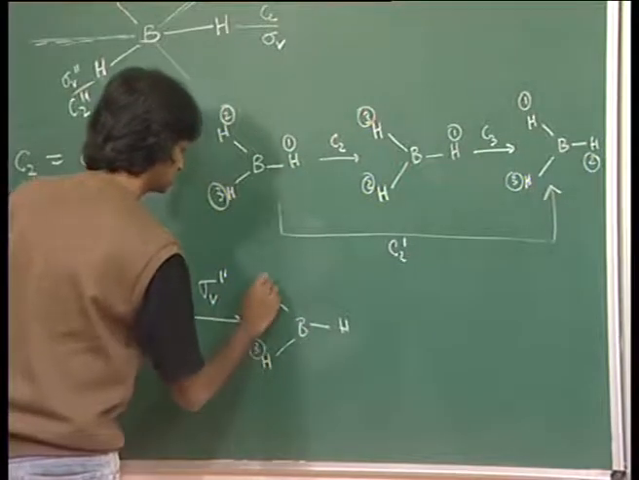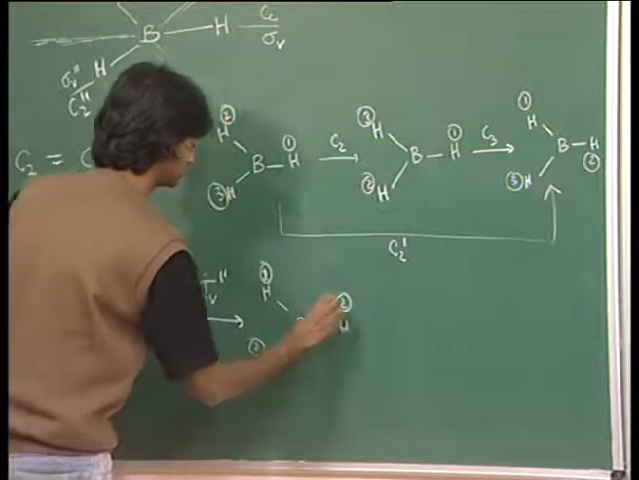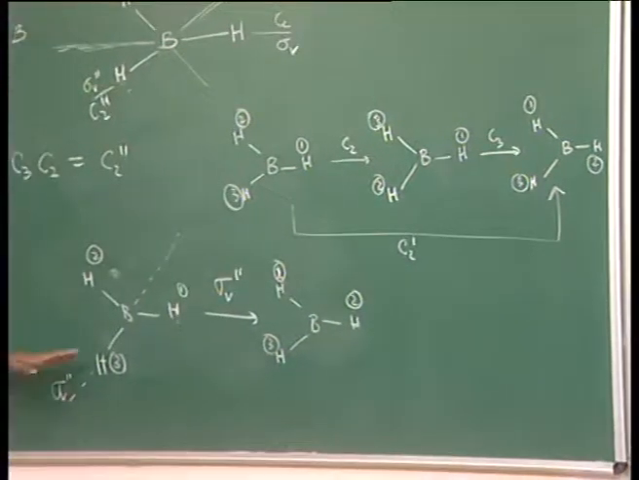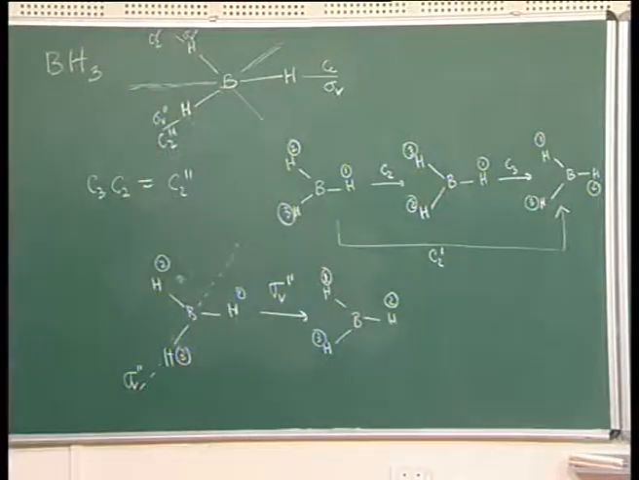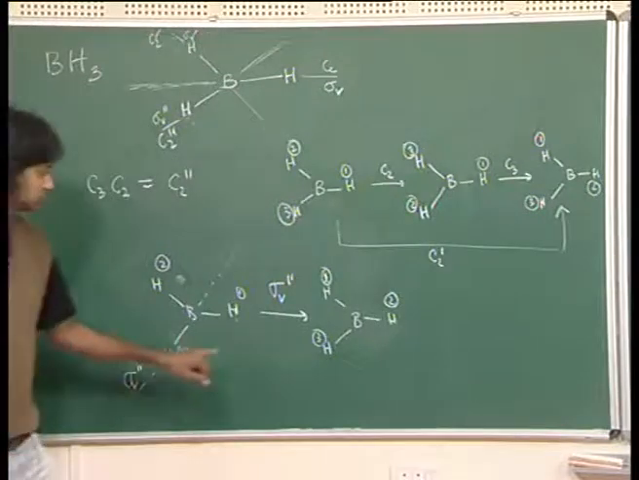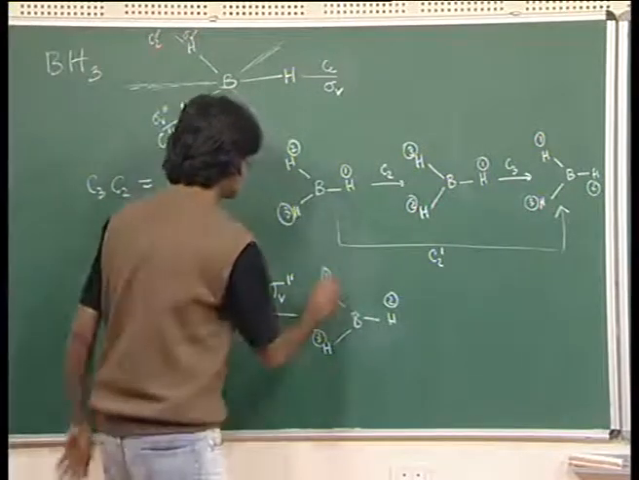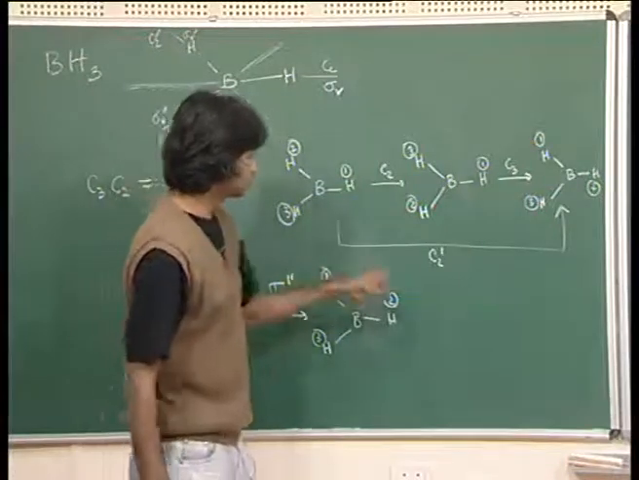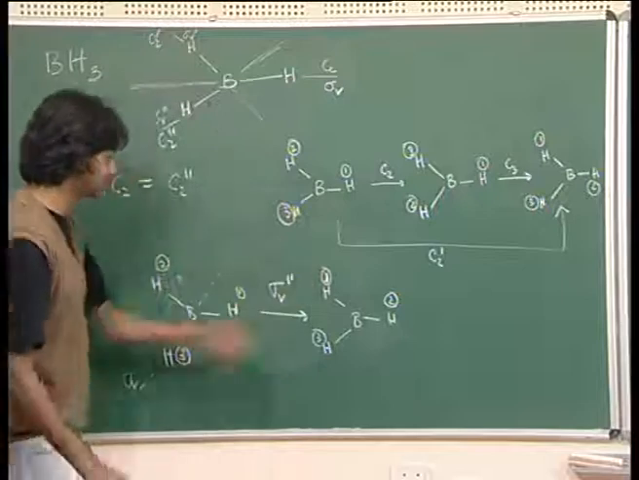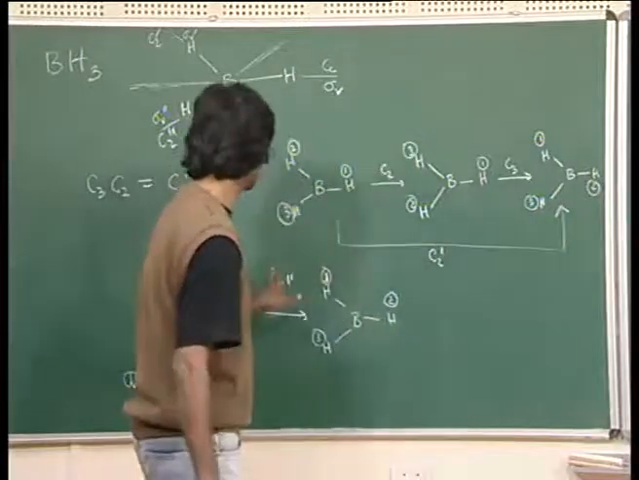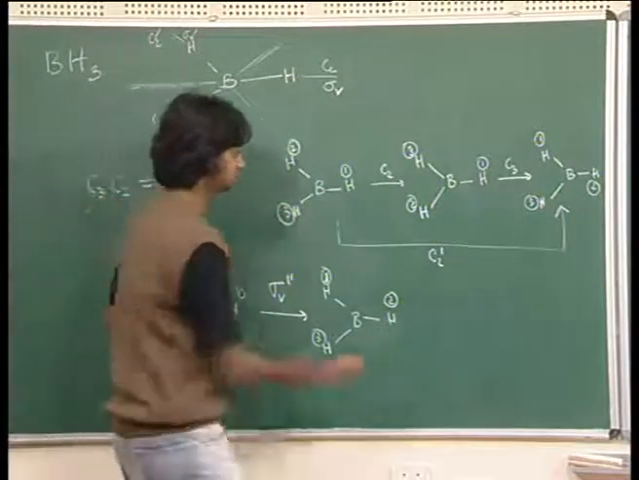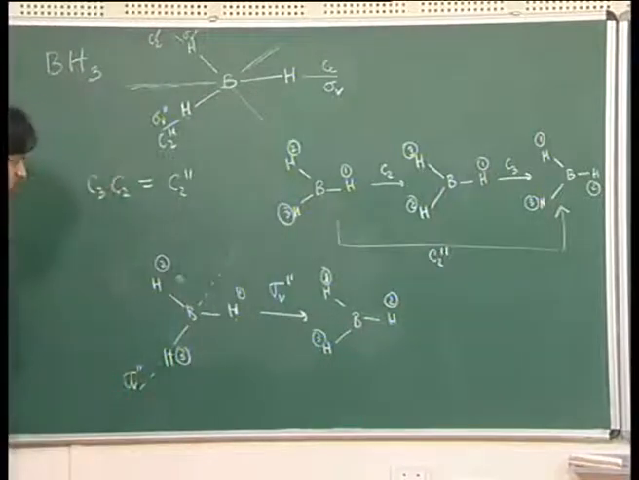So this is 3, this is 1, and this is 2. Okay, so the B is where it is, the two H's are switched. So this means that, why did I call this C3, and why did I not call this operation sigma v double prime? Why did I call it C2 double prime? Why didn't I call it sigma v double prime? Okay. So this is the question that will come.